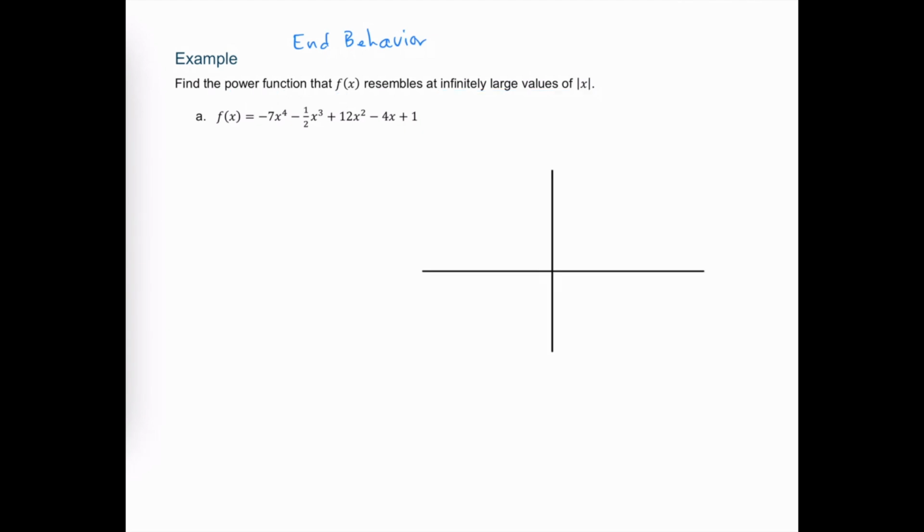In this example, we're asked to find the power function that f resembles at infinitely large values of x. Before we begin, let's make sure we understand the question. X is infinitely large out here and out here. Remember, a power function is a monomial, so we're looking for some power function with one term that this graph begins to resemble out at these tails. Basically, what is the end behavior of this graph? What are the tails of this function doing?